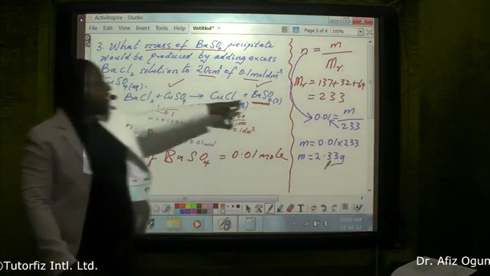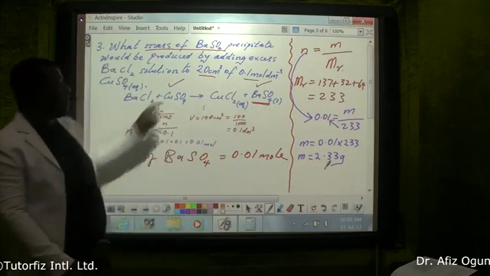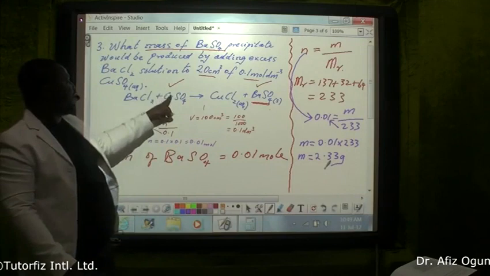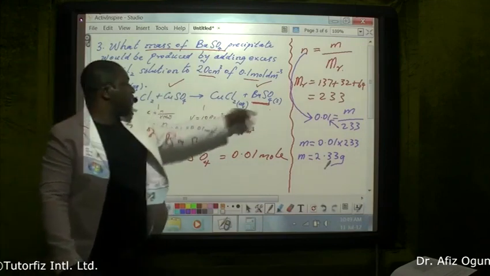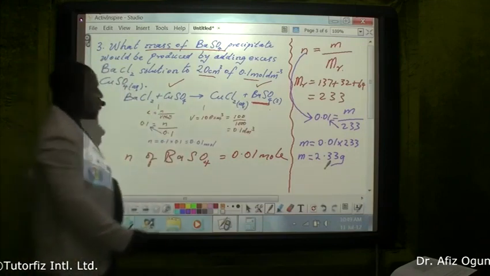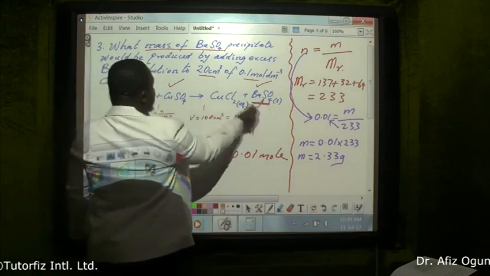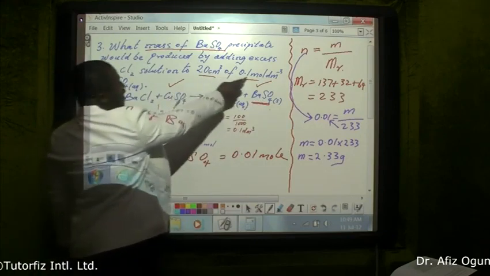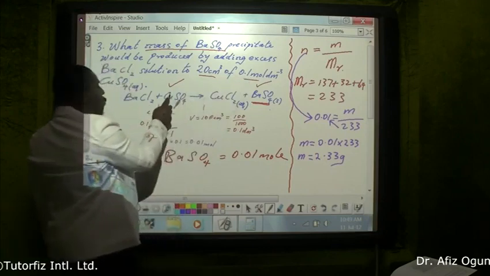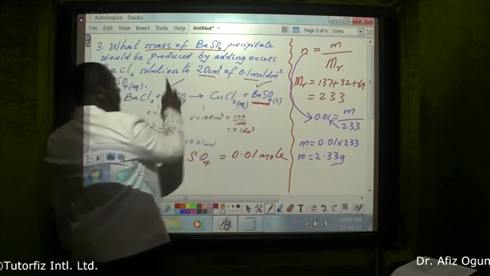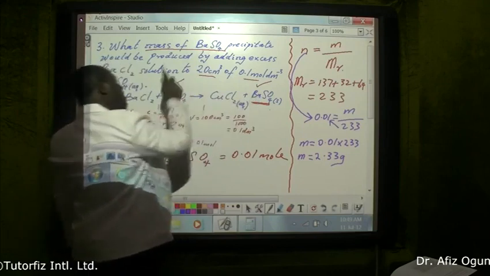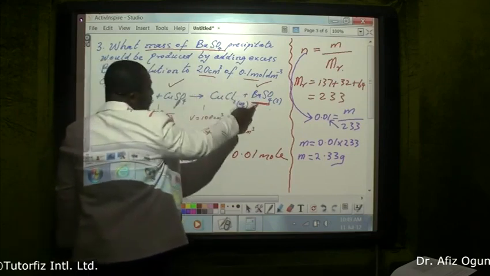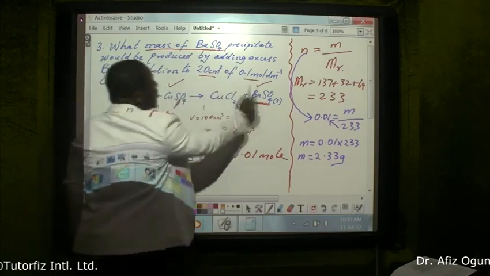You are looking for the mass of barium sulfate. If you know the mole of barium sulfate, you can know the mass. How do you know the mole? Since the ratio is 1 to 1, every 1 mole of this will give 1 mole of this. So x mole of this will give x mole of this. 1 million mole of this will give 1 million mole of this. 0.1 mole of this will give you 0.1 mole of this, as far as this equation is concerned.